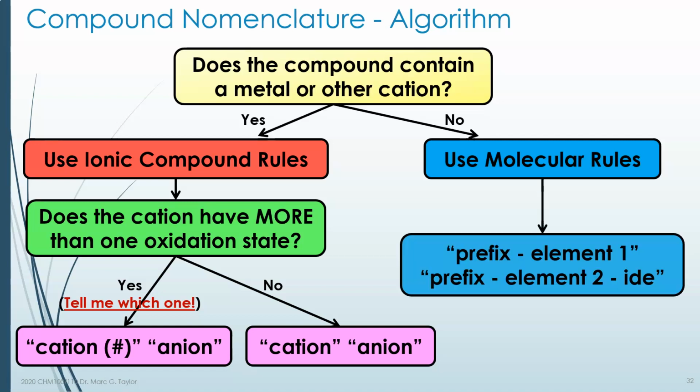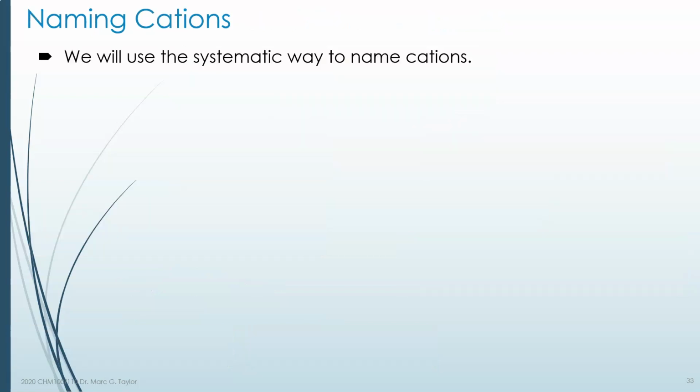For molecular rules, we'll talk about this in the next module, but there you're going to use a prefix to tell me how many of the first element, and then a prefix to tell me how many of the second element, and you just end the second element with the letters IDE. We'll talk about that later.